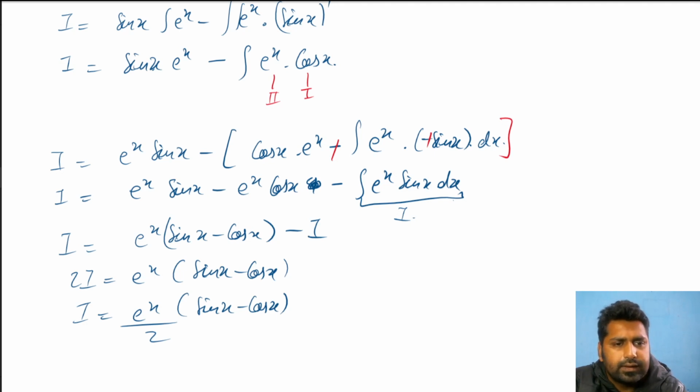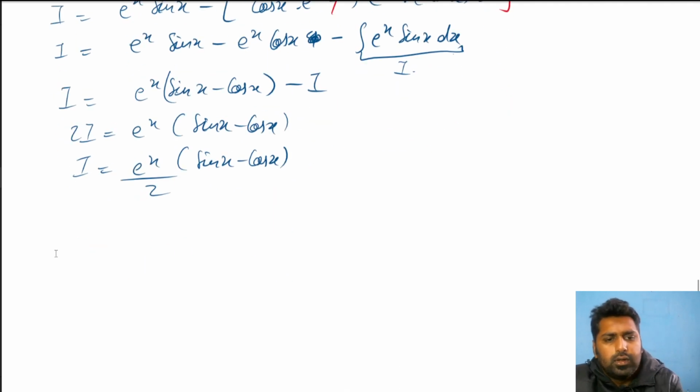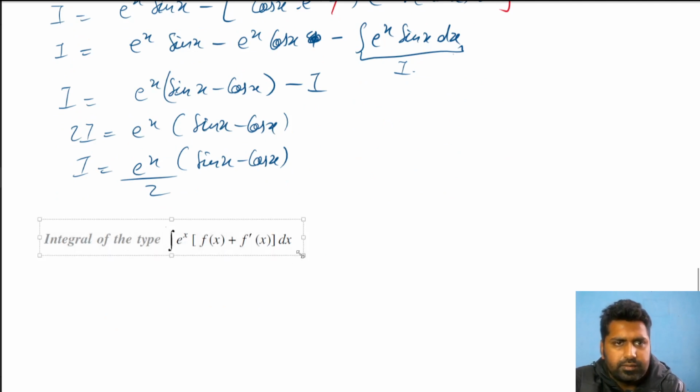Then there is a type of form in which what happens is, a special form as such, integral of type this.